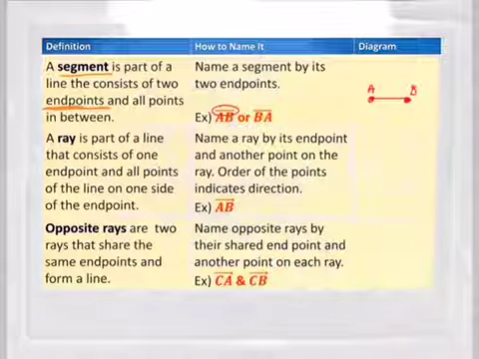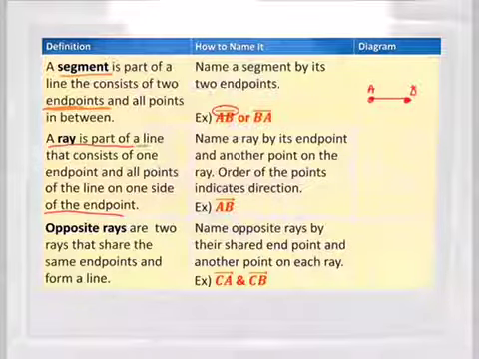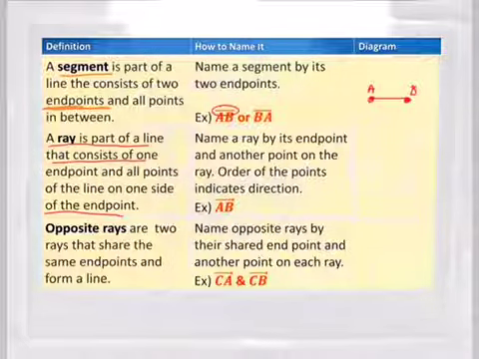A ray is part of a line that consists of one endpoint and all the points on the line on one side of the endpoint. Another way to think of a ray is an arrow. So you have a starting point and all the points going in one direction. To name a ray, you name it using its endpoint and then another point on the ray. The order of how you name the letters determines direction. So here we have ray AB, meaning that our ray starts at point A and travels towards point B.